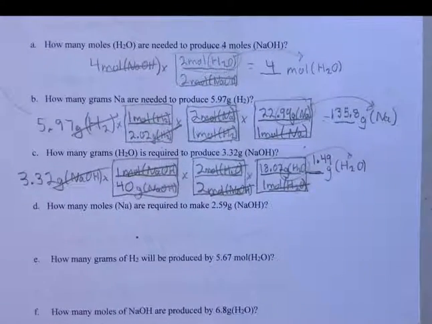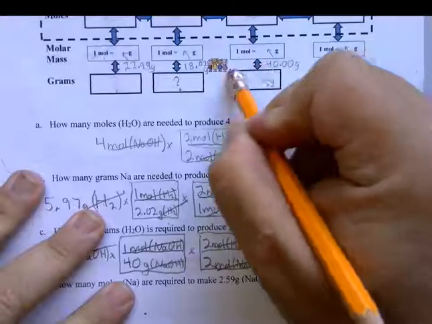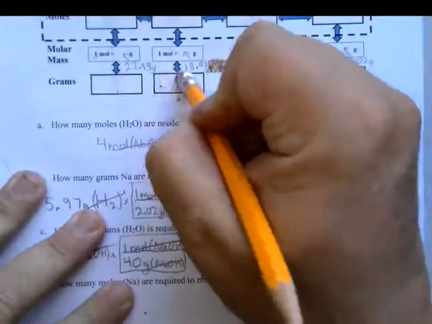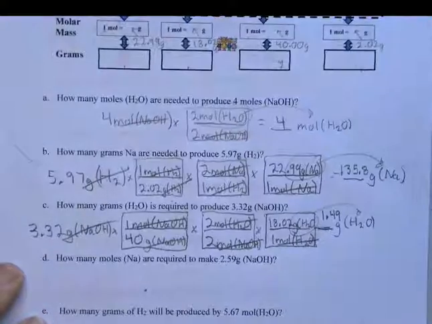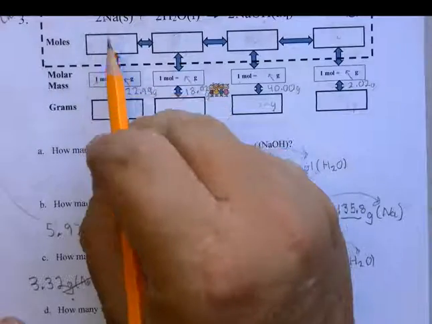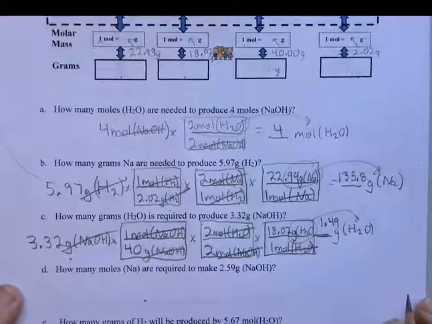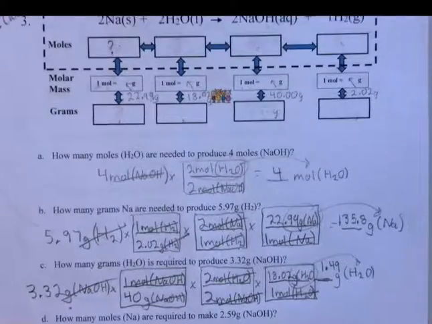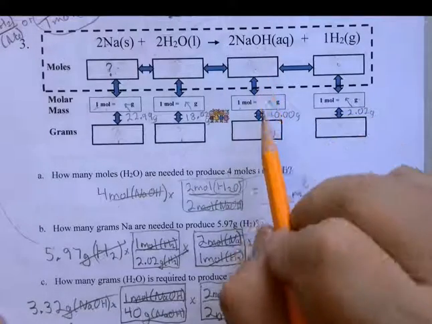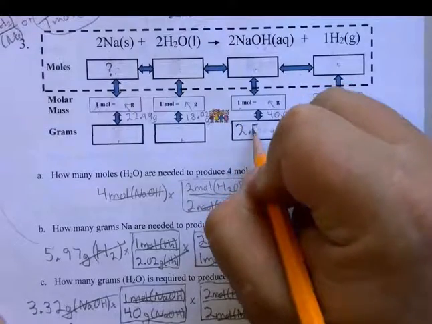Okay, D, how many moles of sodium are required to make 2.59 grams of sodium hydroxide? Okay, so let's go back up to our diagram here. Let me erase our old numbers. And how many moles of sodium? So we find sodium, it's right here, and moles is right here, and it's asking us how many, so that's our question mark. Of sodium are required to make 2.59 grams of sodium hydroxide. So here's sodium hydroxide. We have to come down to the grams box down there, and it's 2.59, so I'm going to write that.